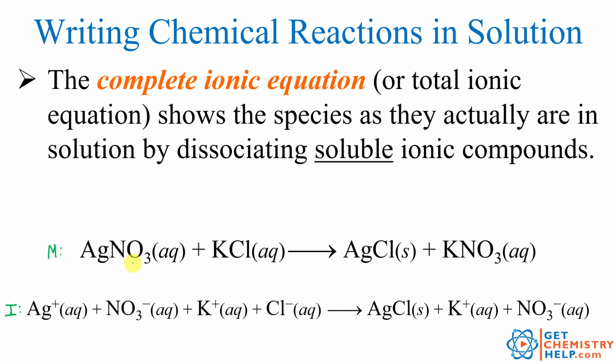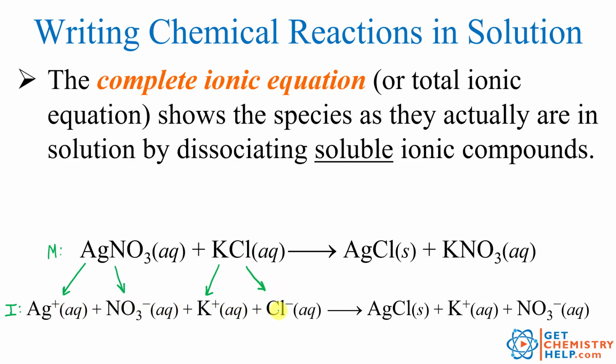What that means is, if I have an ionic compound that is soluble, this ionic compound is not staying together in the solution. Once the solid dissolves in water, it does then dissociate into individual ions. So it breaks up into the silver cations and the nitrate anions. Same thing with potassium chloride. When that potassium chloride is represented here as being aqueous, that means it's soluble and it has dissolved. So it splits up into potassium and chloride ions in solution.